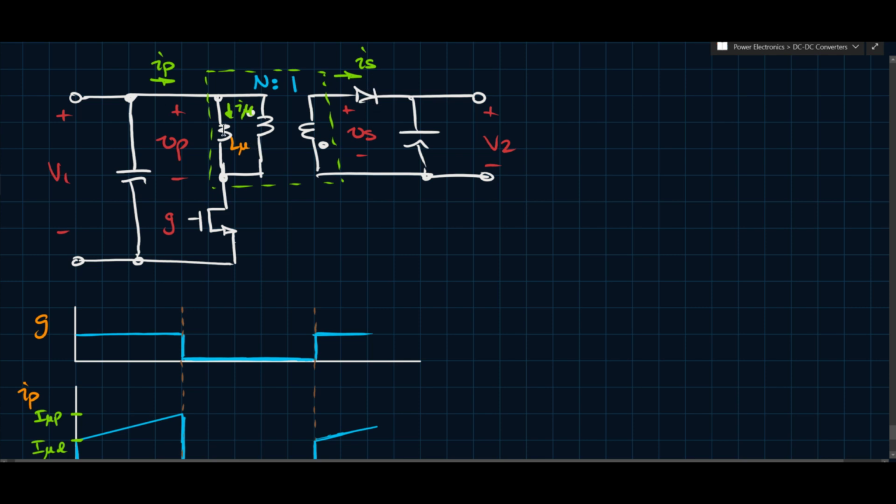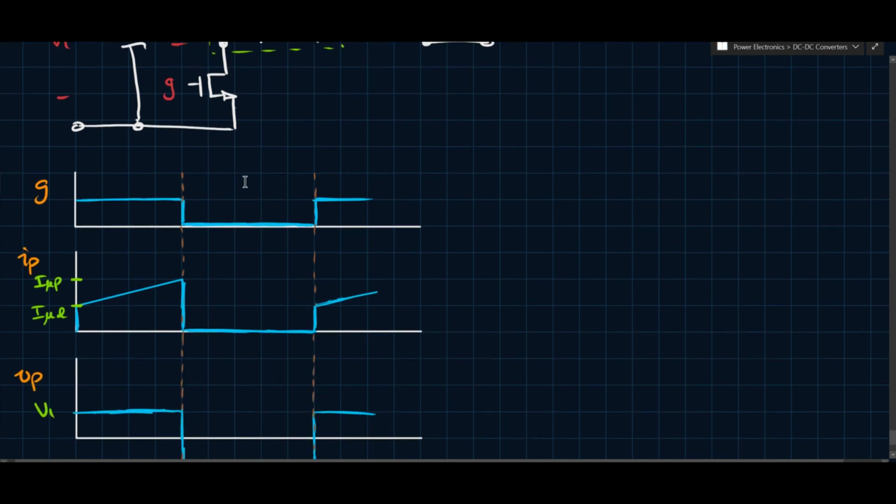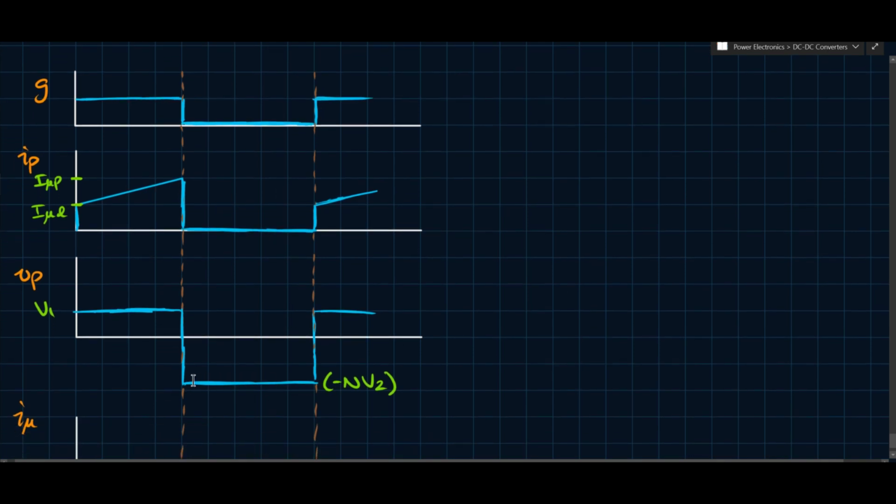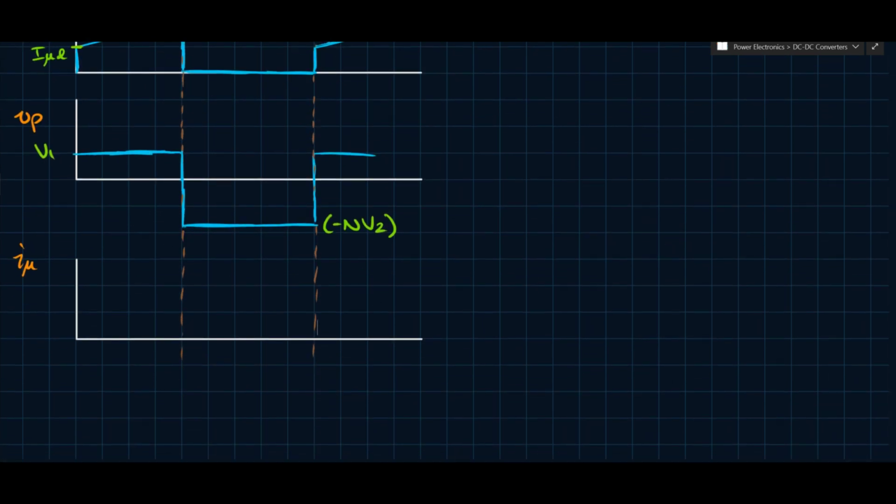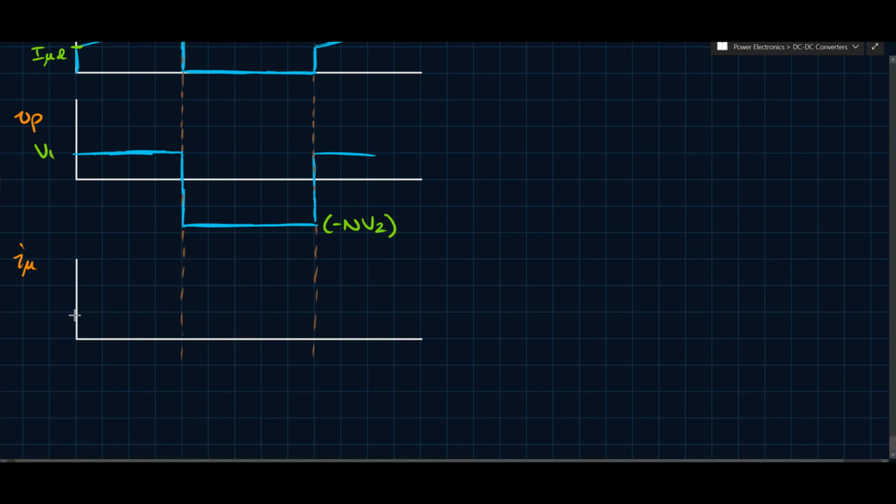And then what happens is this I mu will discharge, or the energy that's stored in this winding will dissipate on the secondary side, and that'll cause IS to decrease, because also remember VP goes negative during that time. So a negative voltage applied to an inductor results in a negative slope ramp. And so we expect then that I mu will, during this time, increase like this. And then during the second part, during 1 minus dt, it'll ramp down like that.